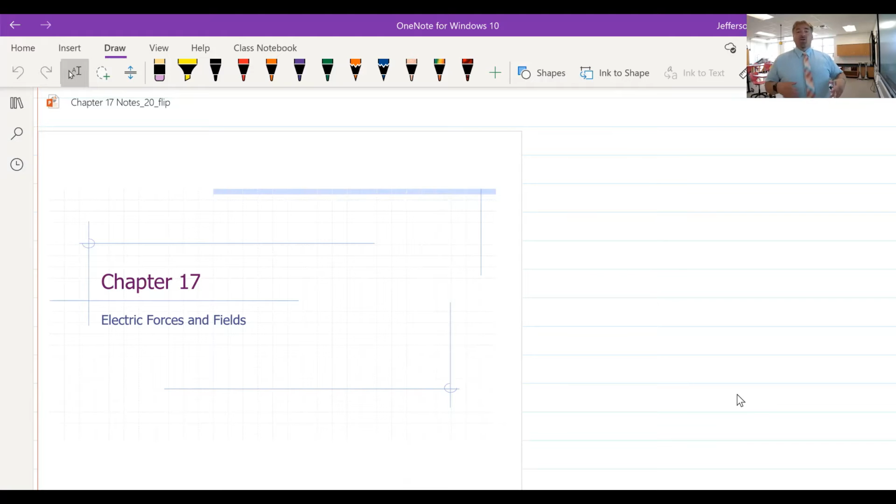Welcome back. We're now embarking on our second major topic in physics, and the second major topic is on electricity and magnetism. This is going to primarily focus on charges and the forces exerted between them and how we can use that. But just know that this is all the foundation of our modern society.